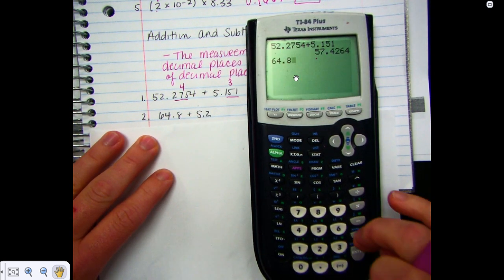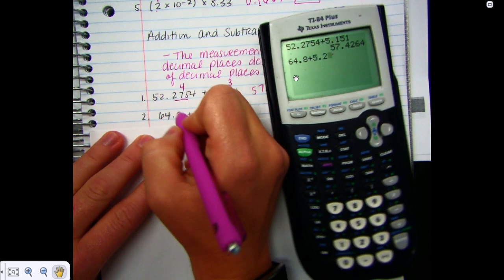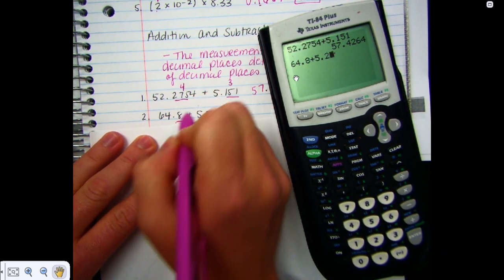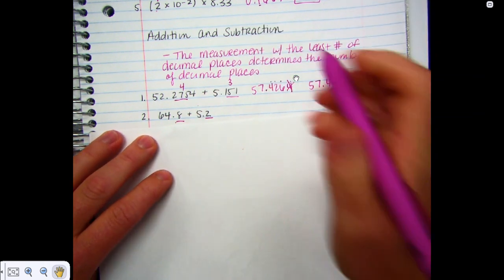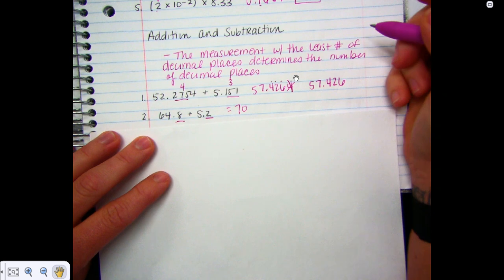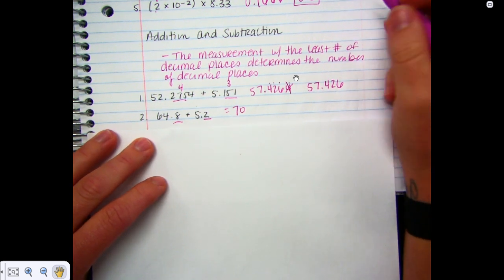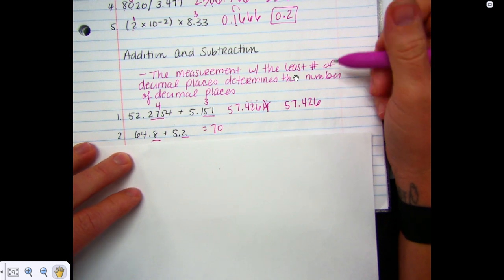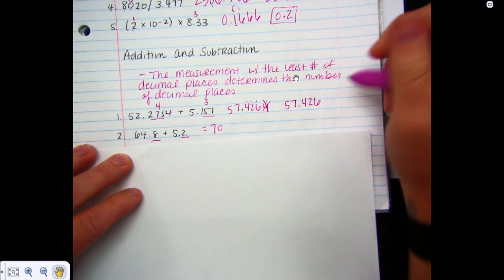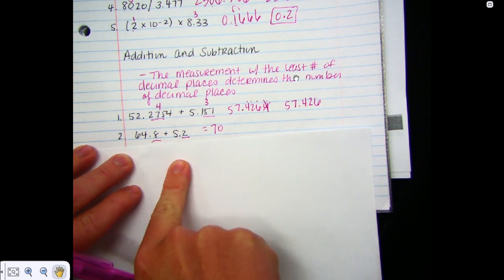All right. For the next one, 64.8 plus 5.2. So what? 1 decimal place, 1 decimal place. 70. Was that my answer? Well, yeah, 64.8 plus 5.2 sure does equal 70, but you would lose the sig fig point here if you don't include a 0.0. Why? Because each of these has a decimal place.